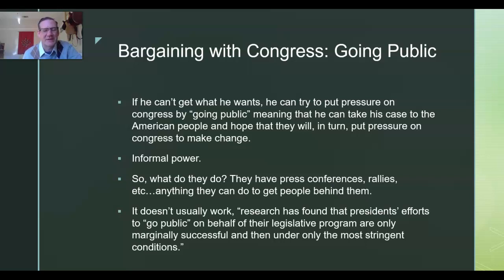I have the site in the, this is from the reading. Research has found that presidents' efforts to go public on behalf of their legislative program are only marginally successful, and then under only the most stringent conditions. It's hard to go public.